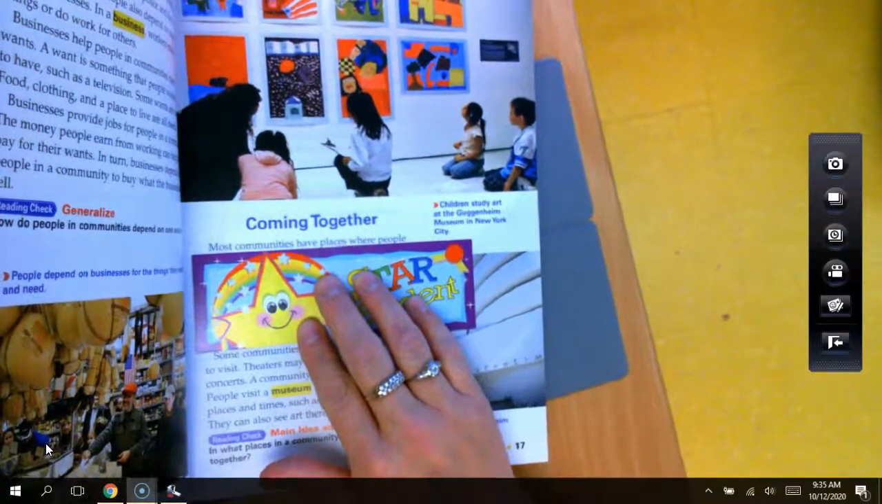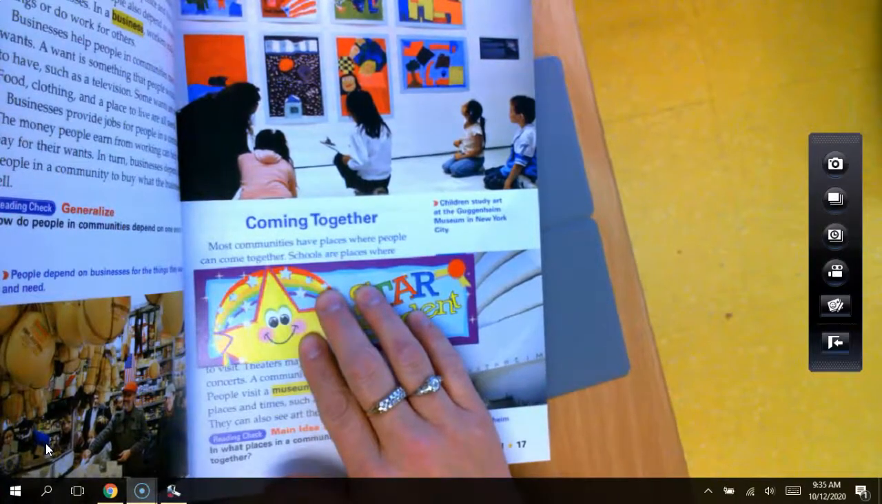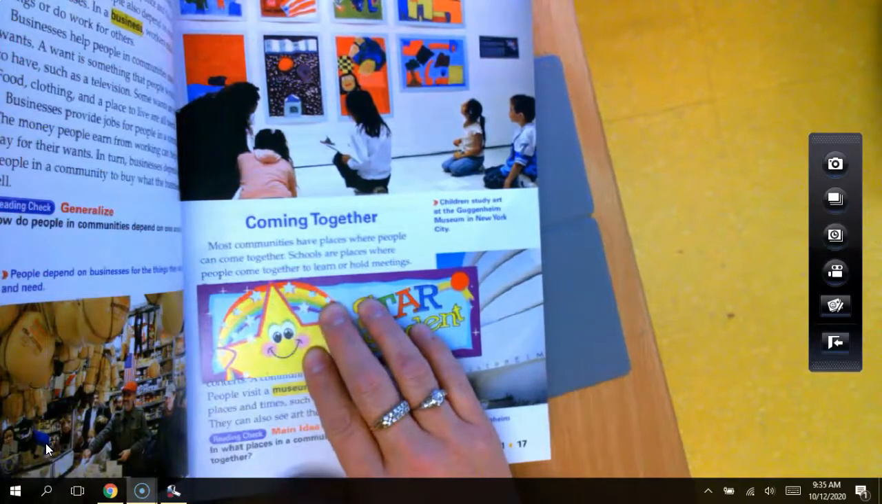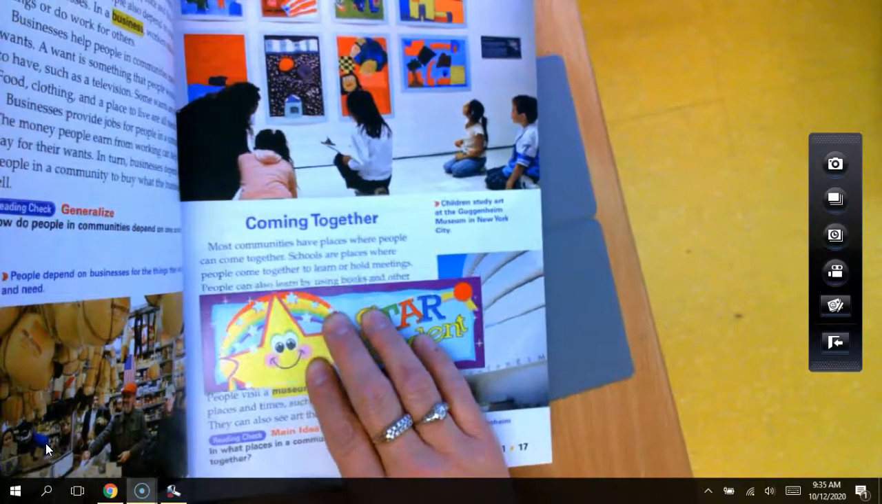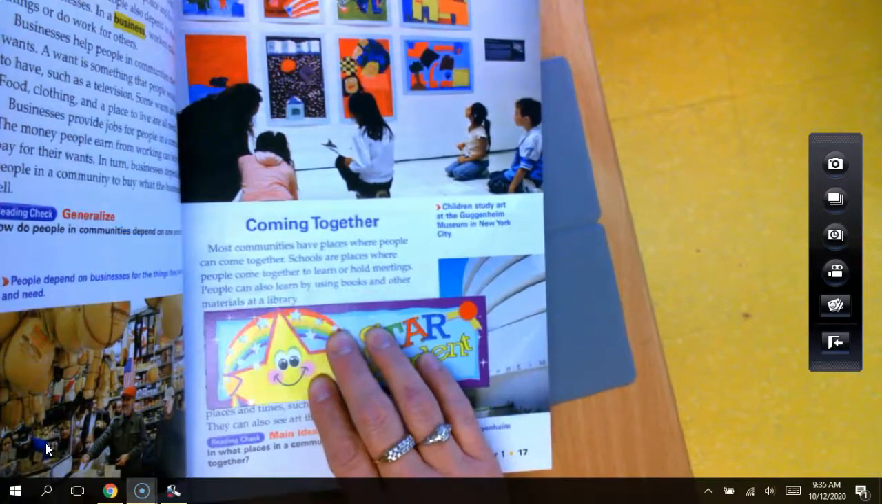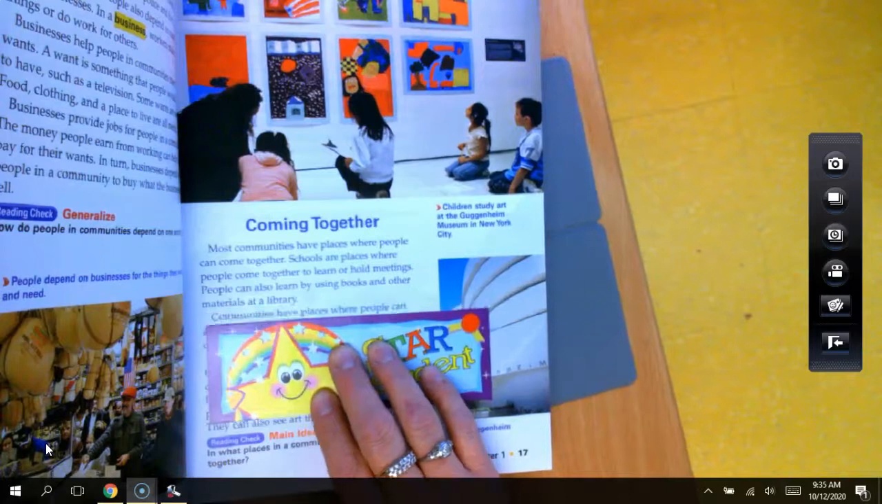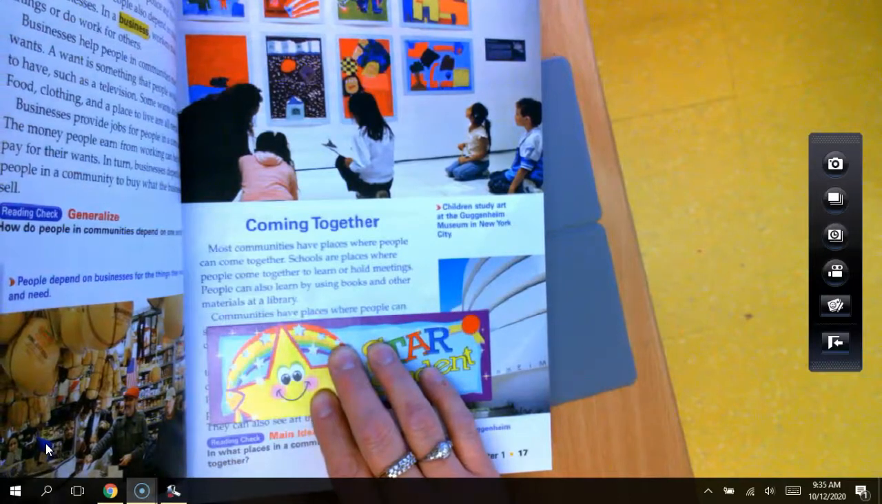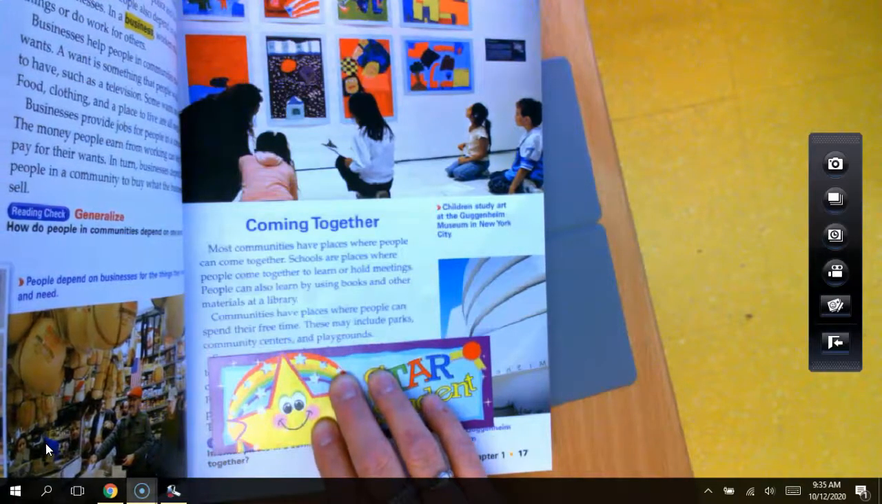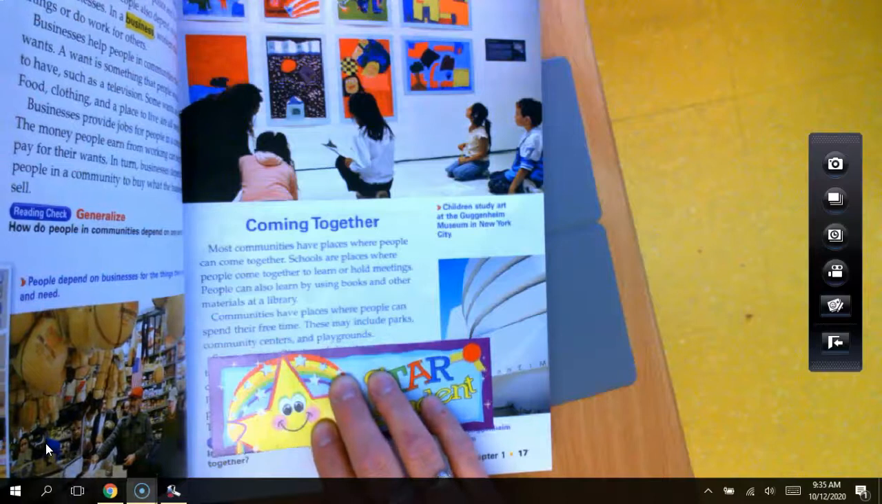It says most communities have places where people can come together. Schools are places where people come together to learn or hold meetings. People can also learn by using books and other materials at a library. Communities have places where people can spend their free time. These may include parks, community centers, and playgrounds.